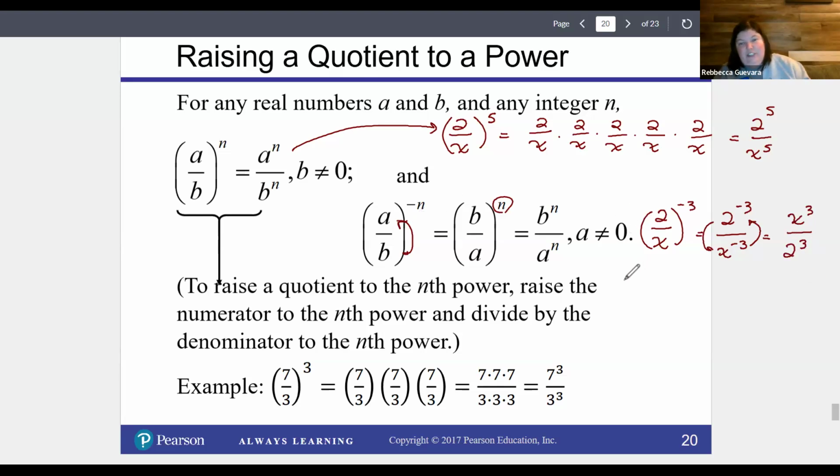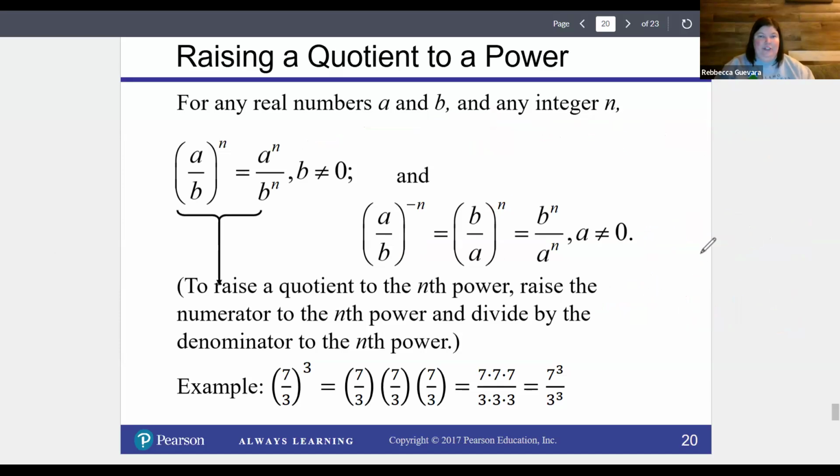So what I could have done initially, when I had 2 over x to the power of negative 3, is I could have just instantly flipped the fraction. We're going to use what's called a reciprocal. So x over 2 to the power of positive 3. If you're not sure about the second part here, just ignore it. Just follow this rule and simplify in the end.